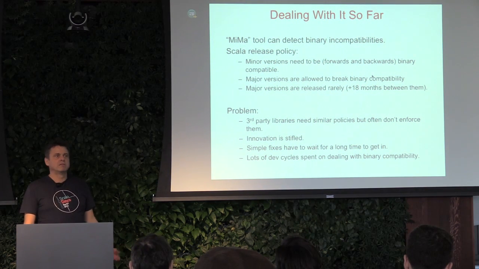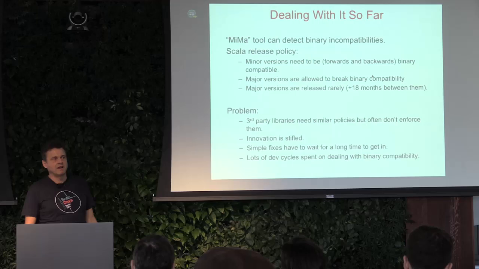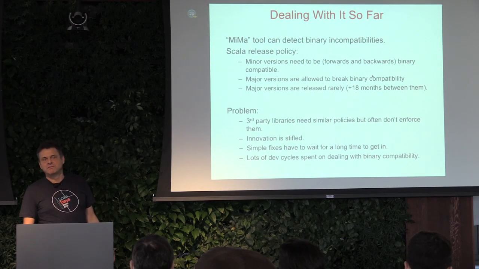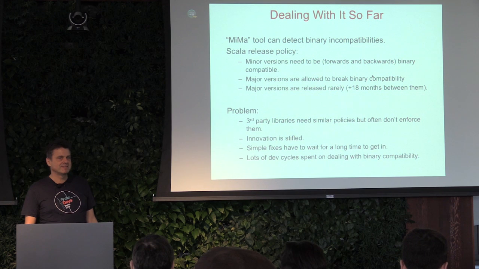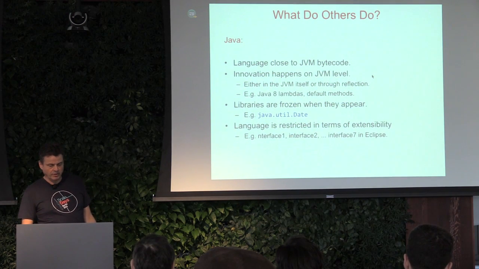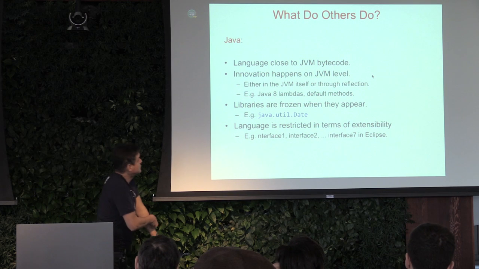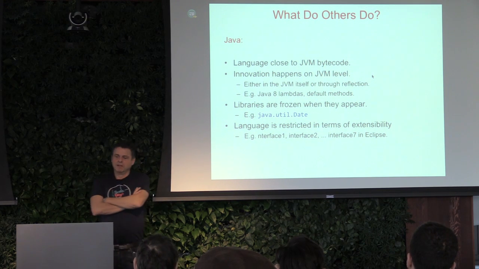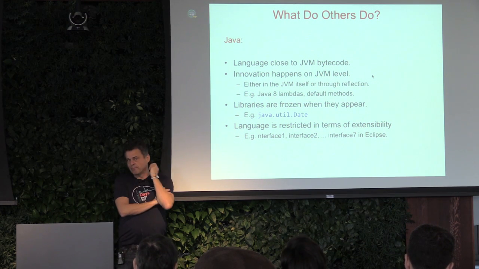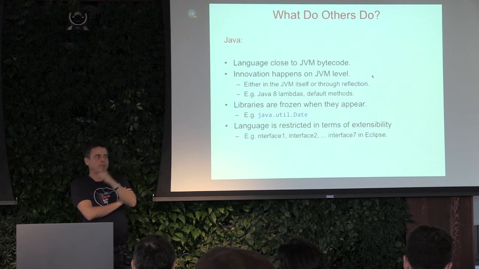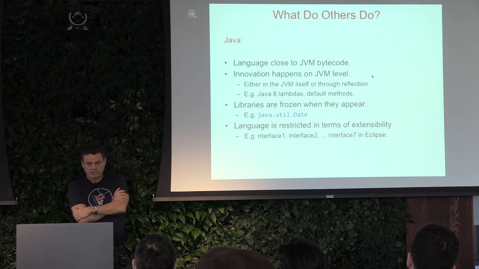So you can ask, well, if it's so difficult, then what do others do? Why is it a Scala-specific problem? Is it just that Scala compiler writers and library writers are a lot less disciplined than in other languages? I don't actually think that's a problem. So let's have a look at what the others are doing. Java has it much better. The language is very close to JVM bytecode, so there's very little scope for binary incompatibilities to creep in.